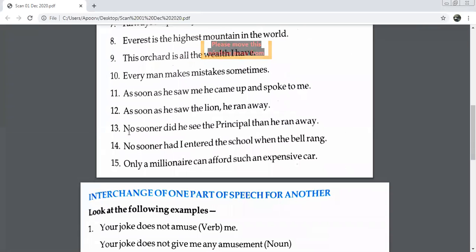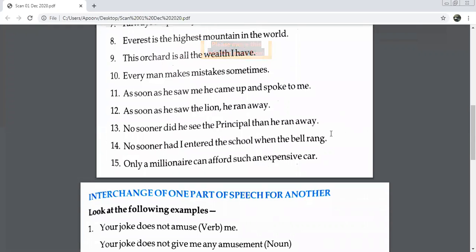Now let's try doing this. No sooner did he see the principal, he ran away. As soon as he saw the principal, he ran away. What, ma'am? It's already in negative. Exactly. I thought the instructions are change it accordingly, negative to assertive, assertive to negative. But when I read the instructions, it is written change it into negative. The sentence is already negative. Can you see the word no? No sooner. So the sentence is already in negative. We don't have any changes.